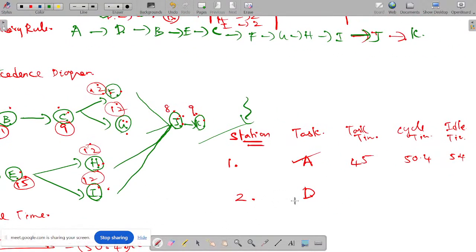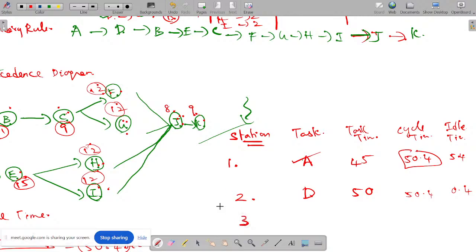So second activity, which is the second activity? D. What is the task time for D? 50 seconds, right? Yeah, 50. What is the cycle time? The cycle time is common. Cycle time is 50.4 now. So what is the idle time? 0.4. Okay. Workstation 2 is over.